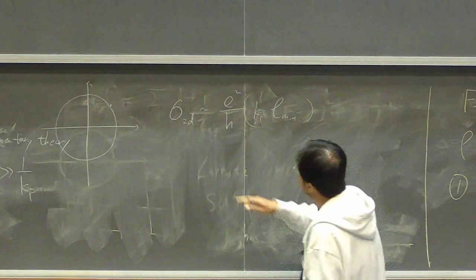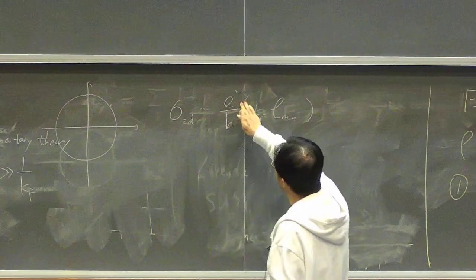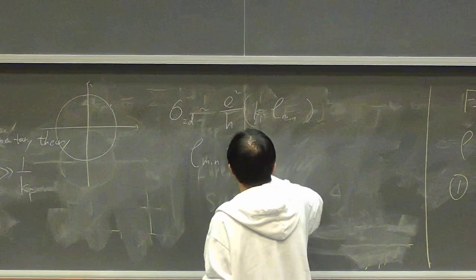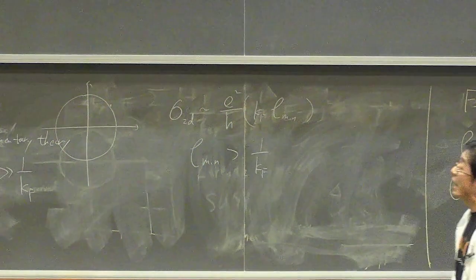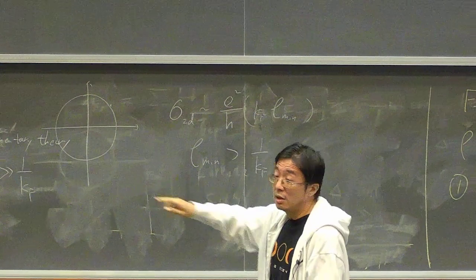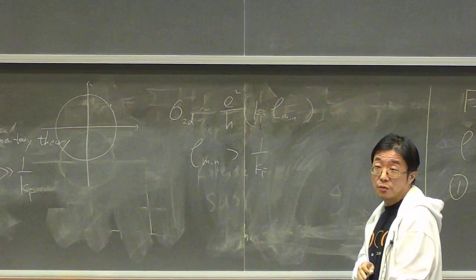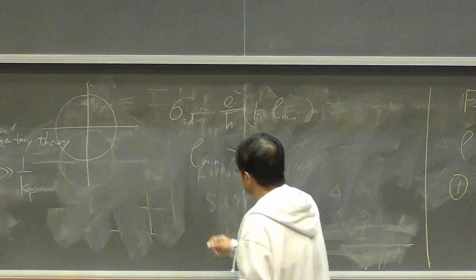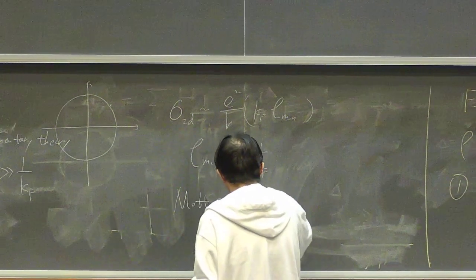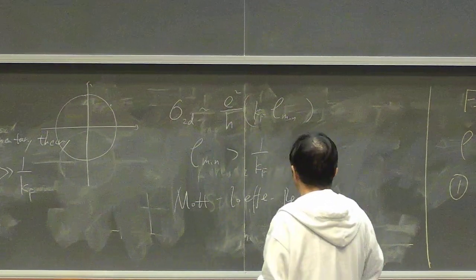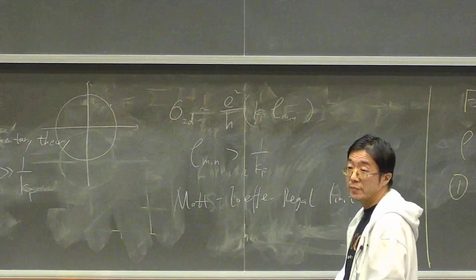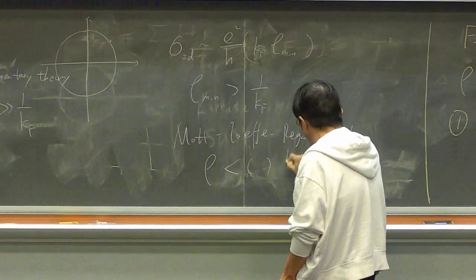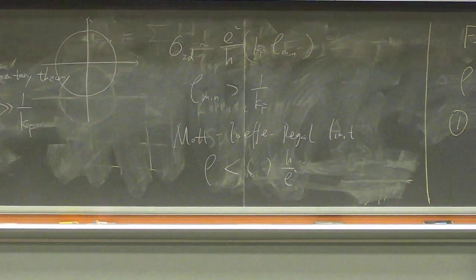In two dimensions, the elementary theory will predict conductivity e squared over h times kf L mean, and we know that L mean needs to be at least greater than 1 over kf for this theory to make sense. So this gives a lower bound for the conductivity, or an upper bound for the resistivity. This bound is called the Mott-Ioffe-Regel limit, or MIR limit. It means that the resistivity should be smaller than some order 1 number times h over e squared.